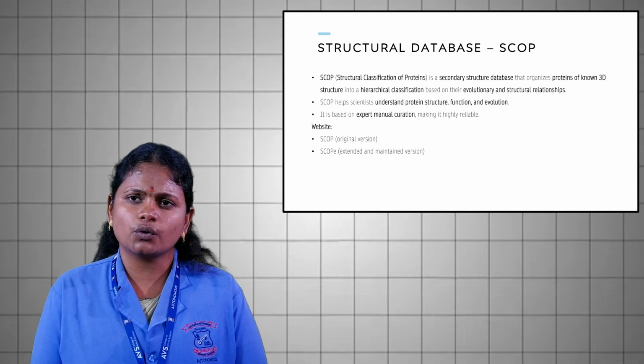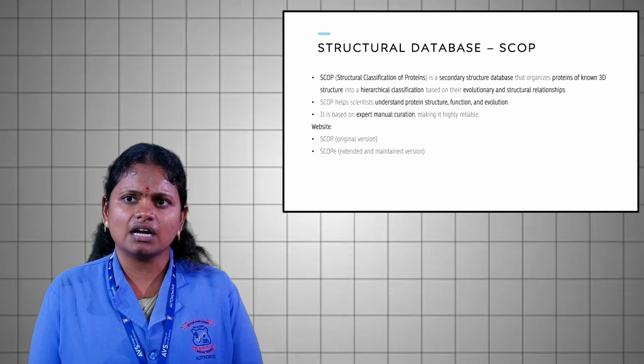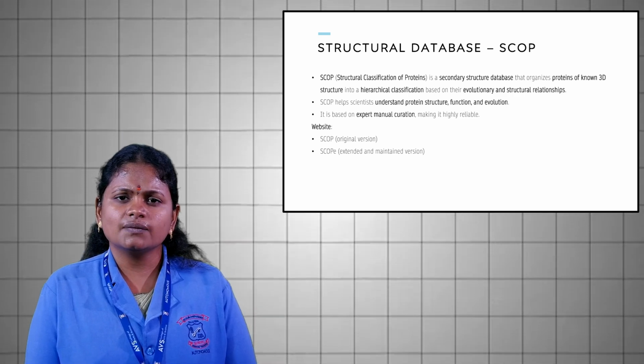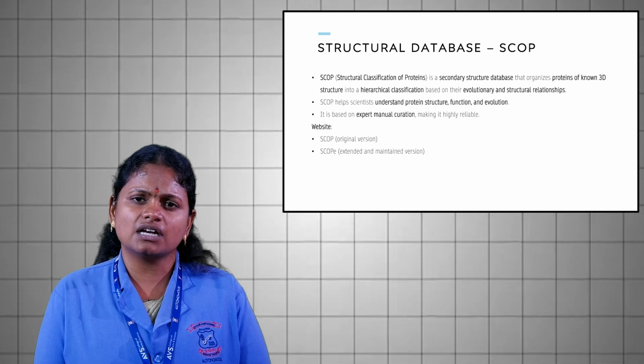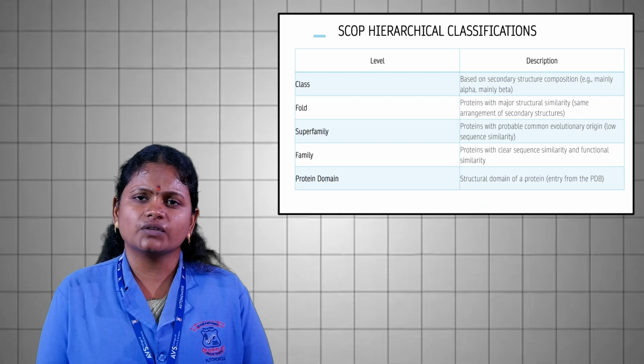Then understanding protein function and evaluation. It is manually corrected and highly reliable. Then SCOP is the best method, using BLAST. Next, SCOP uses levels and class.